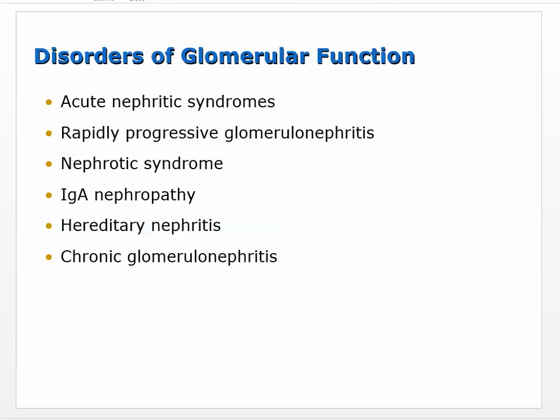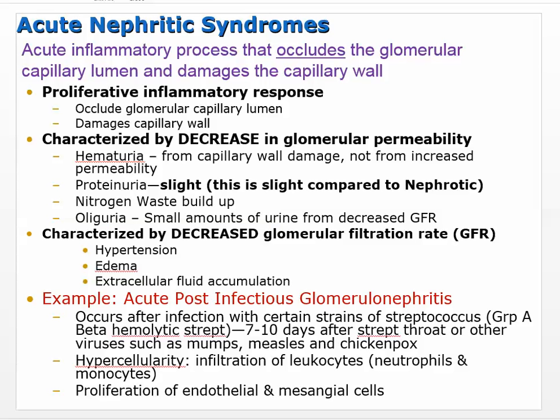All right, disorders of glomerular function. This is what we're going to go through: acute nephritic syndrome, rapidly progressing glomerulonephritis, nephrotic syndrome. Okay, so this is fun. We have nephritic and nephrotic. Don't blame me, I didn't name them, but they're pretty different. Then immunoglobulin A nephropathy, hereditary nephritis, and then chronic glomerulonephritis. We'll talk about some of those.